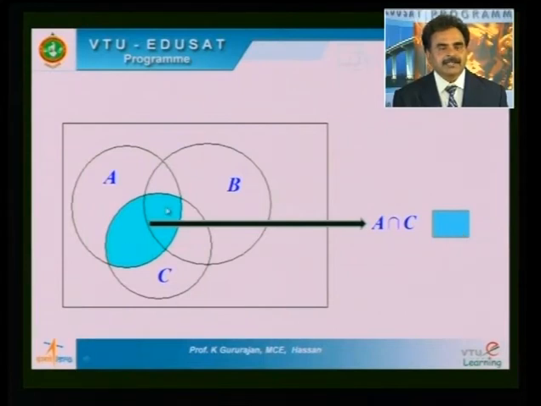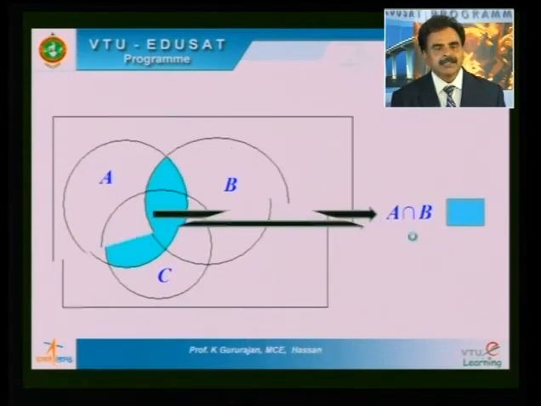A intersection C. What have I colored? What is A intersection C? All the portion common to A and C. So this is the portion common to A and C, which I have colored using blue color. So I got A intersection C.